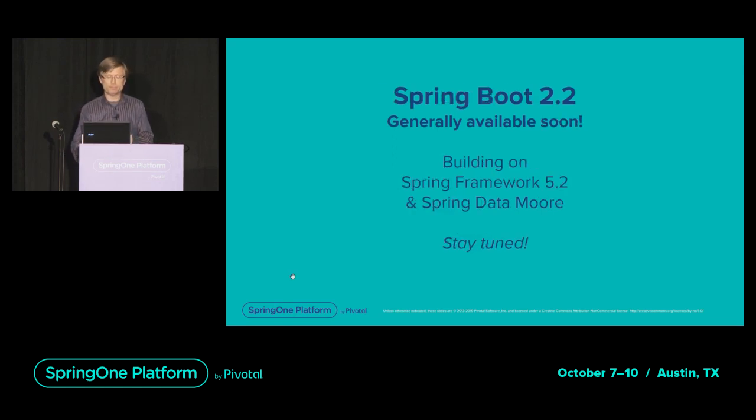Don't forget, Spring Boot 2.2 is coming soon, so you're already able to consume all of this through start.spring.io using Spring Boot 2.2 release candidate 1. It's going to go generally available soon. So all of this goodness, the combination of the Spring Framework 5.2 features and the Spring Data Moore features, R2DBC, Neo4j, MongoDB, the entire package combined is going to be available through Spring Boot 2.2 for you.